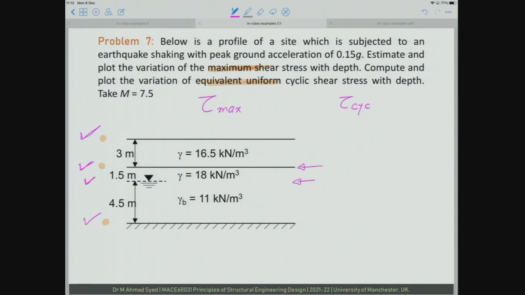Why I am doing this is because, if you recall, tau max is a max by g, sigma V naught times RD. Now sigma V naught will be different at different depths. Okay, so that is why I will be calculating this sigma V naught at these 4 depths.